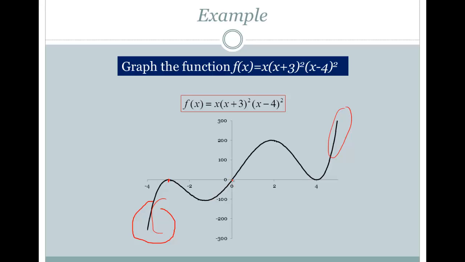I know I'm going to cross right there. And I know I'm going to touch right there. So I have to fill in the dots. So if I come in here, I know I'm just going to touch. Then I'm going to come up here. I'm going to go through x equals 0. Then I'm going to touch again here.